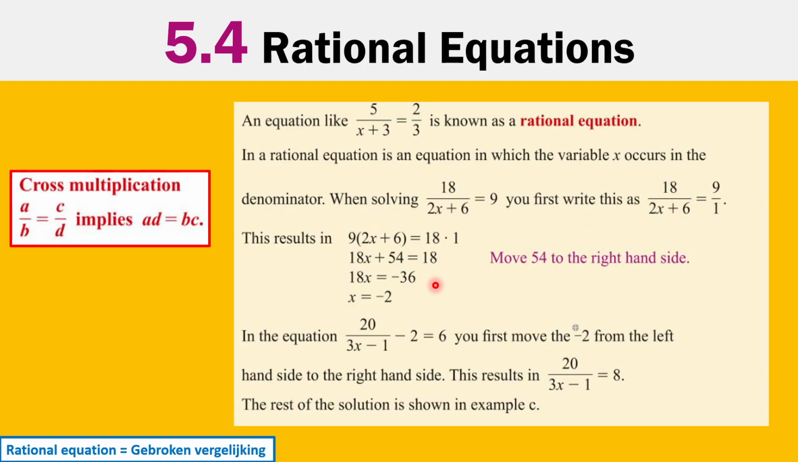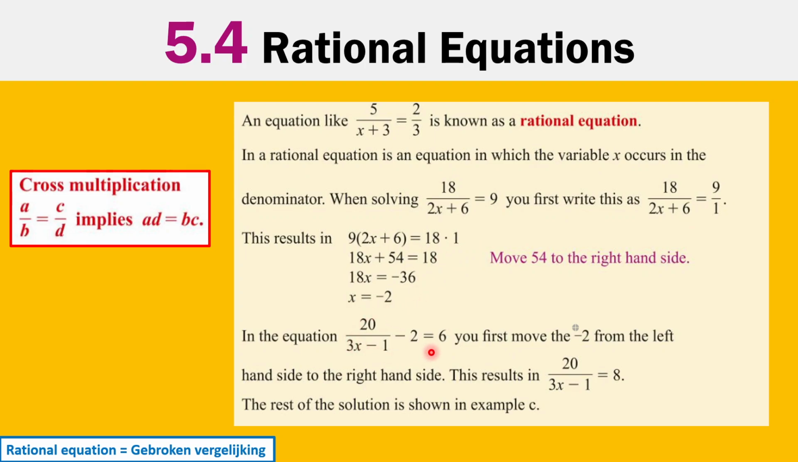Okay, let's practice. Before we practice a few more things, let's see what they have to say as well. A rational equation is an equation in which the variable x occurs in the denominator. Dus x zit in de noemer. When solving 18 divided by 2x plus 6, remember that I can use this very nice trick that I can write 9 as a fraction by just dividing it by 1. You can write any number as a fraction by dividing it by 1. And then you can see that I have to do 9 times 2x plus 6 and 18 times 1. Yeah, okay, 18 times 1. That's 18.